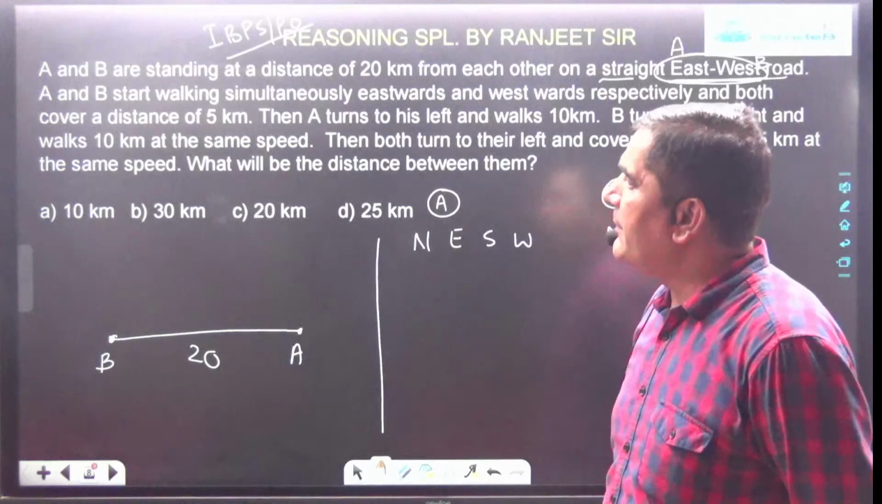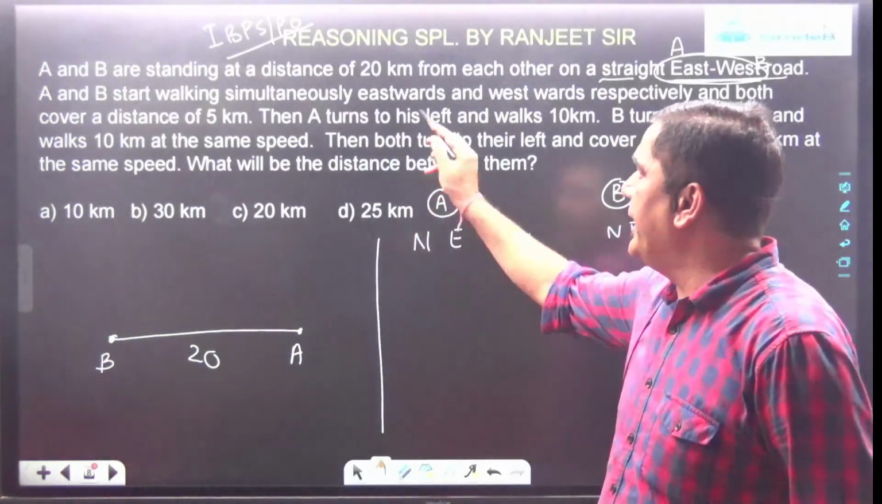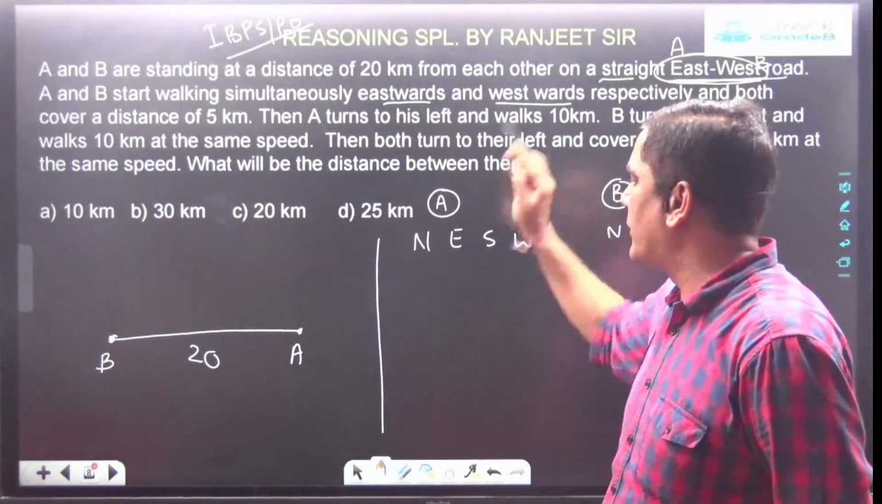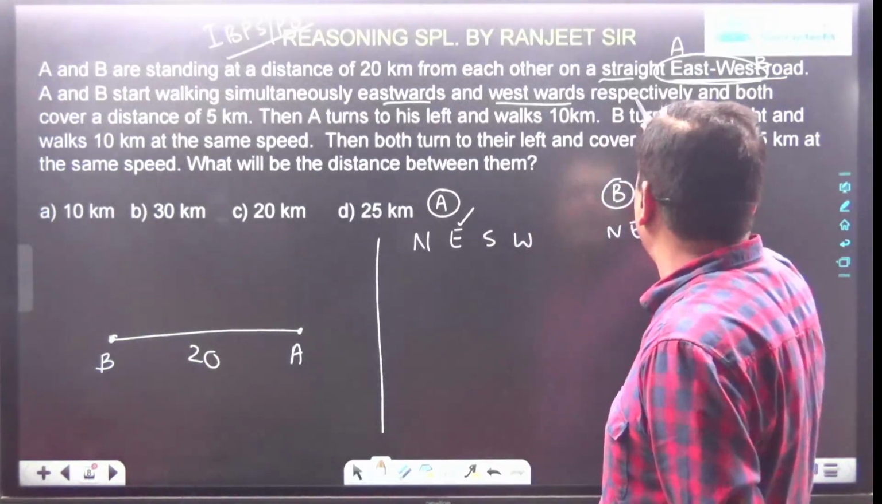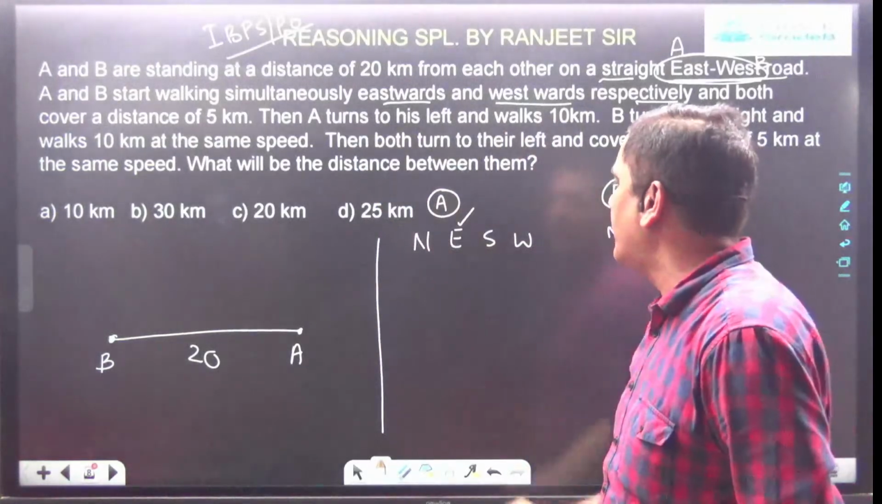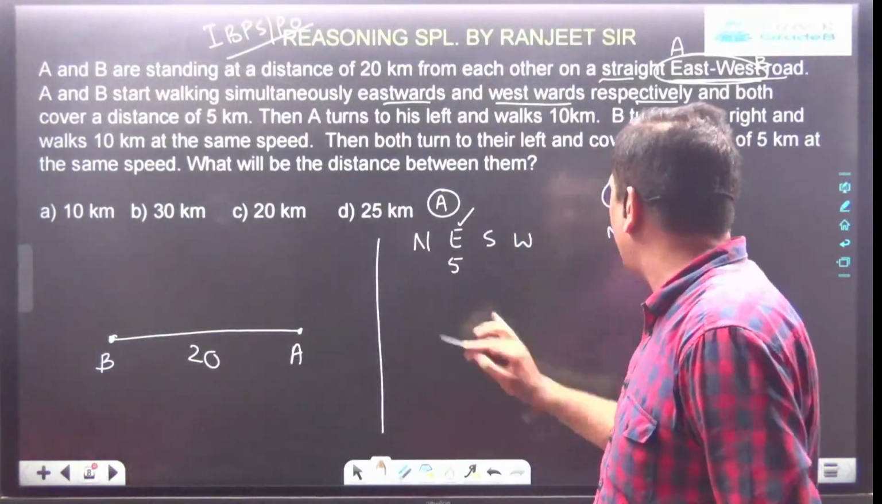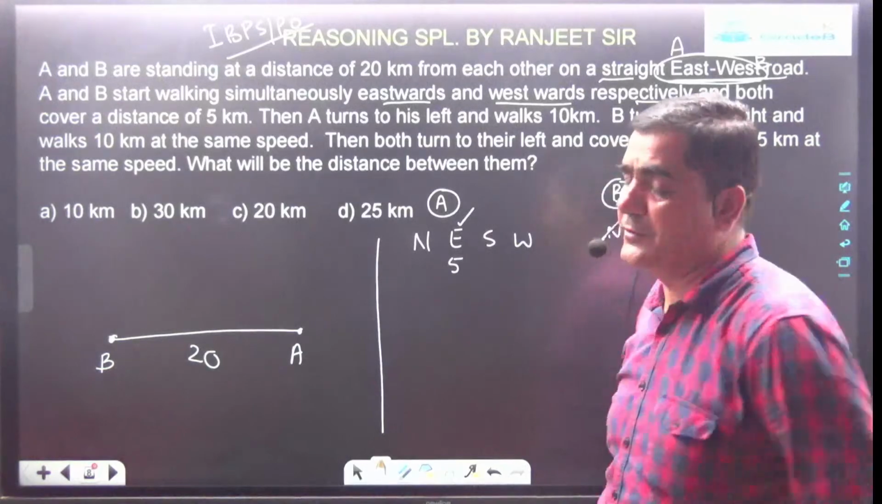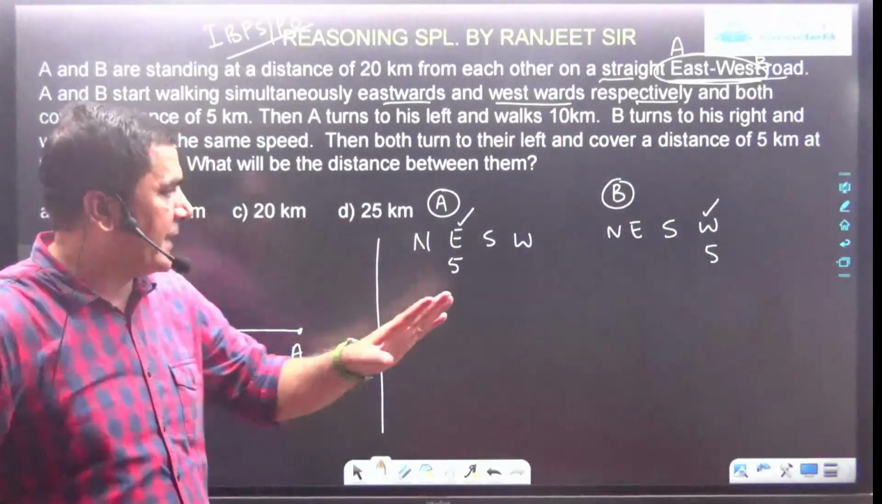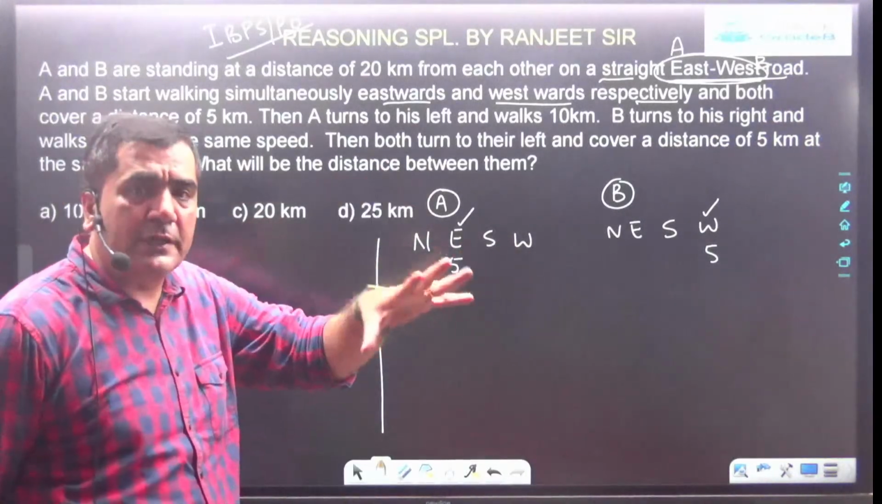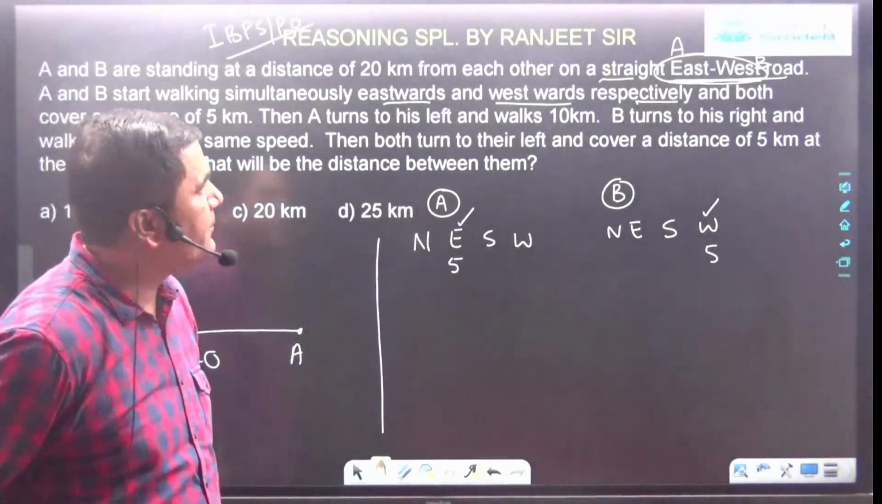Now, A and B start walking simultaneously, eastward and westward. Means what? A will start from east and B will start from west, respectively, and both cover a distance of 5 kilometers. So A goes for 5 and B also goes for 5. Both started in the east and west direction, and both have covered a distance of 5 kilometers.